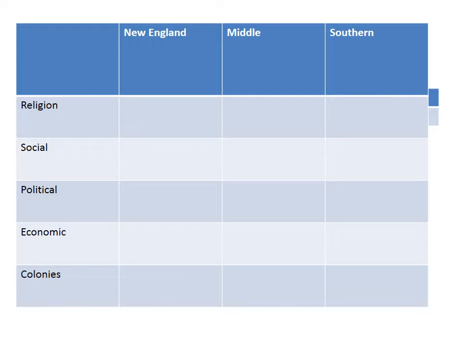For this lesson, you should be able to identify the religious, social, political, and economic similarities and differences between the New England colonies, the middle colonies, and the southern colonies. And colonies down on the bottom, all that means is that I want you to tell me what colonies were in New England. So you need to know that Massachusetts is in New England and not in the southern region. So by the end of this lesson, hopefully you'll be able to fill out this chart.